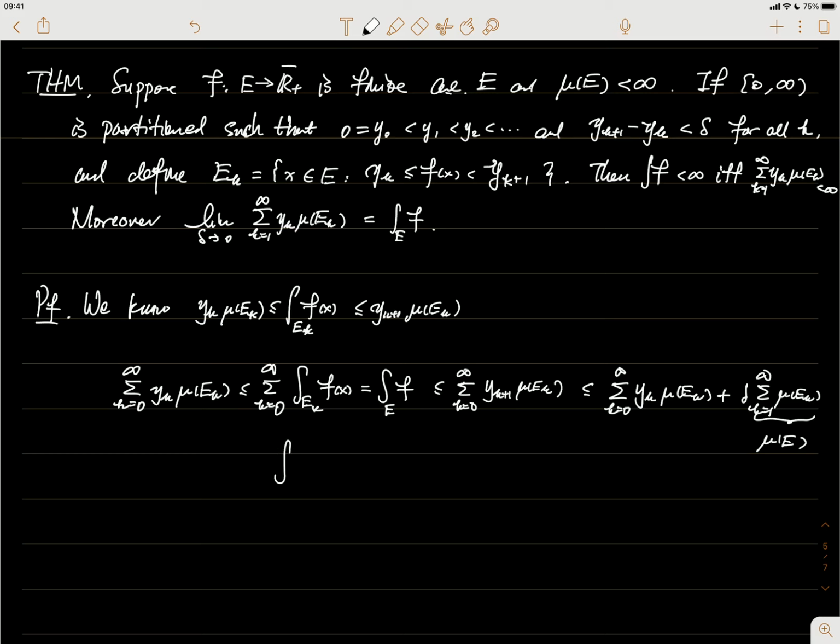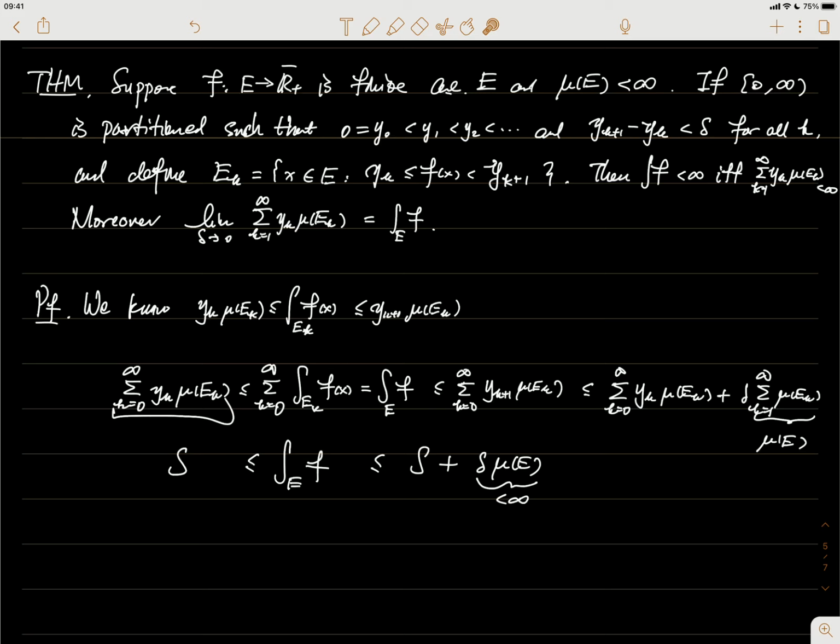Okay, so now we've shown that the integral of f is bounded below by S, where I call this sum S, and it is bounded above by S plus delta times mu of E. But this is a finite number. So that means if the integral of f is finite, then S is finite. On the other hand, if S is finite, and because this is finite, now I can show this is finite, and that means f is integrable.